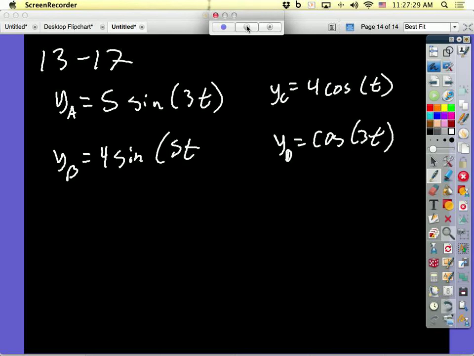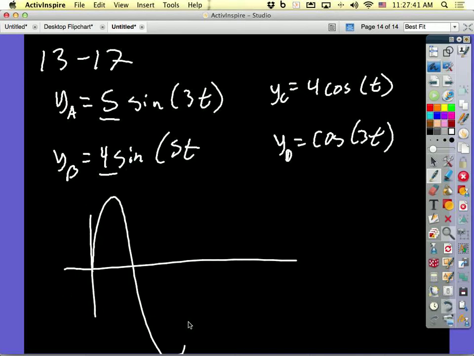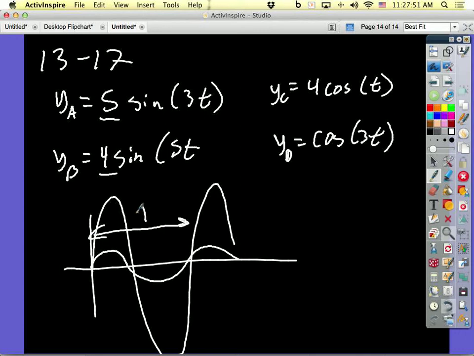All right, so what do these things do? What do these numbers do? Yeah, they do the amplitude. So if we're looking at something like this, they make it taller that way. So is that going to affect the period? No, because the period is this, right?